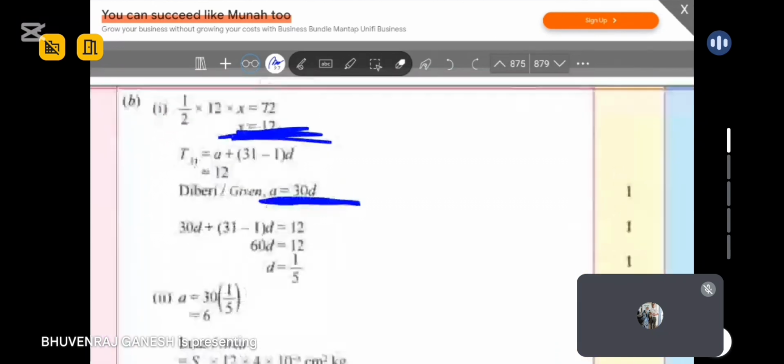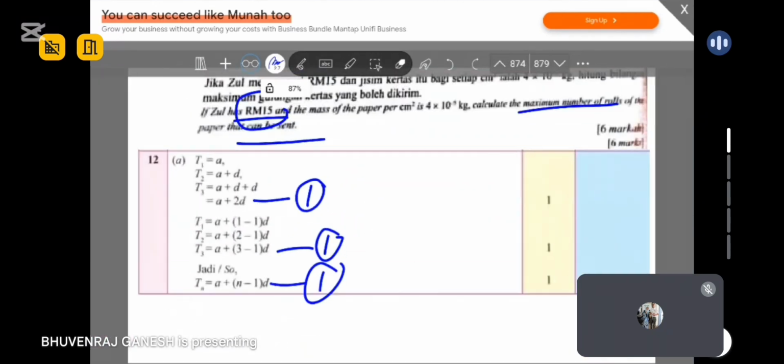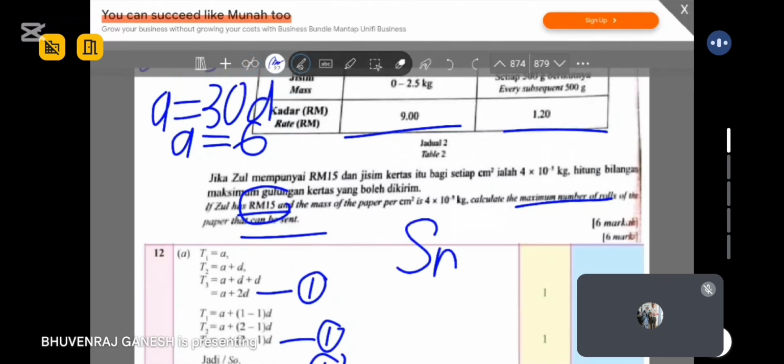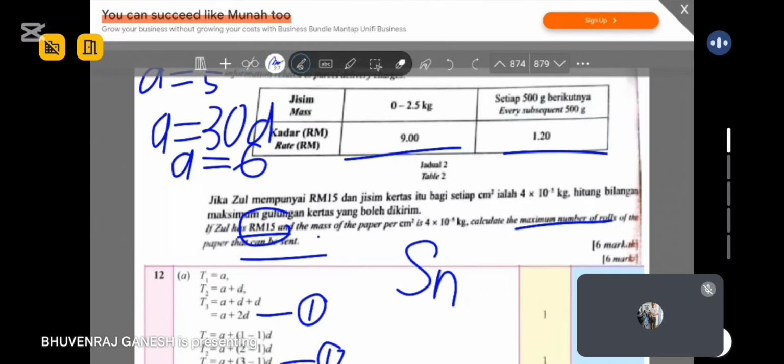Once you get A equal to 6, you can find the area. So how to find the area of the wall? If you want to find the area of the total wall, we are using the SN formula, because we want to sum all the area, hasil tambah luas. When you find out the area, you already know the mass. Can you see that? 1 cm square, 4 times 10 power negative 5 kg. That's why I'm finding the area. Itu sebab saya cari luas. Bila saya tahu luas, saya tahu jisim dia.